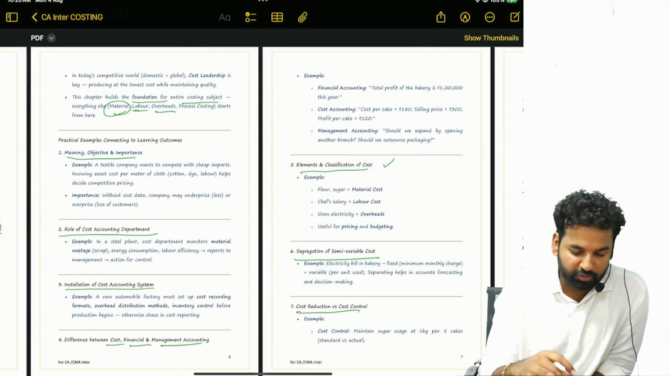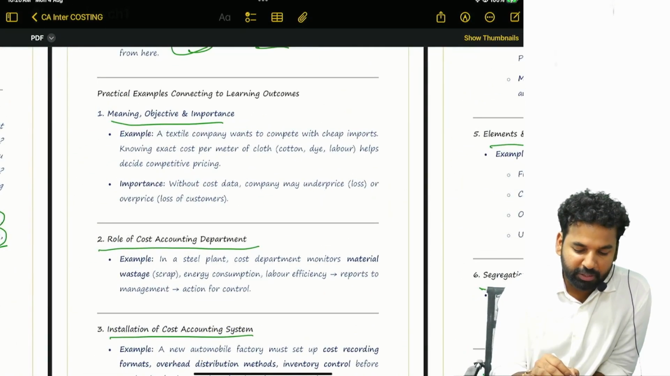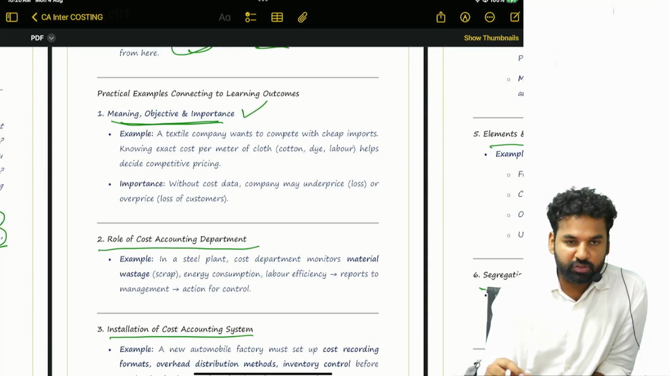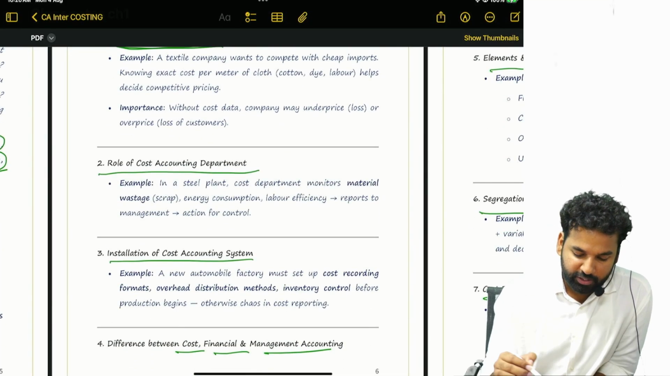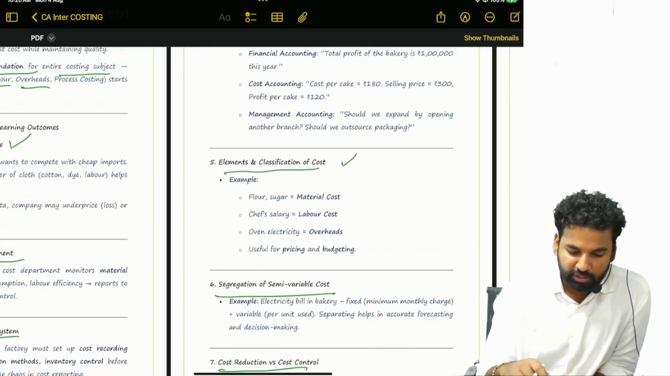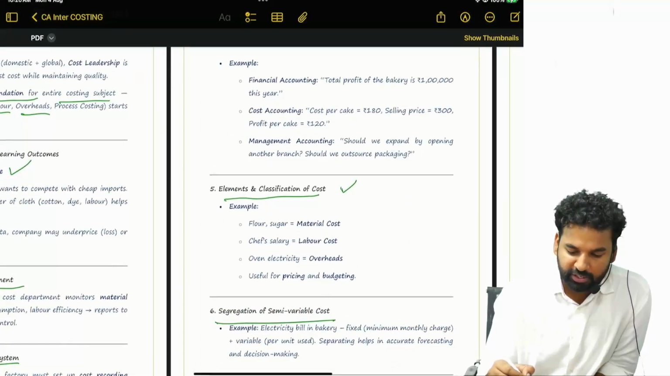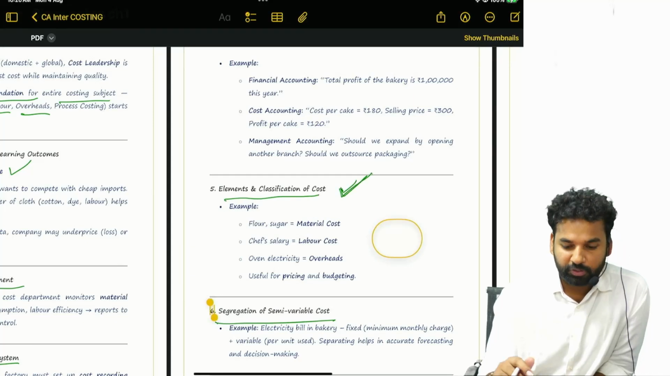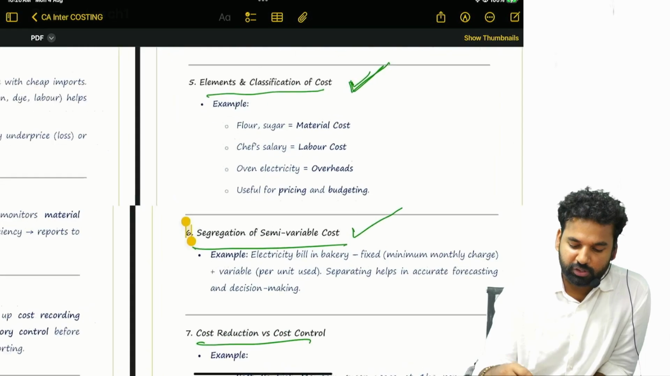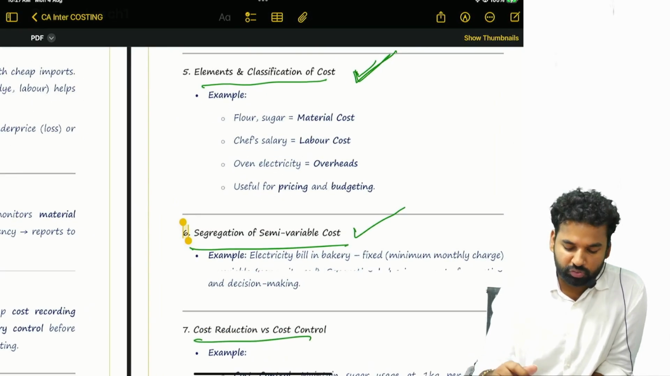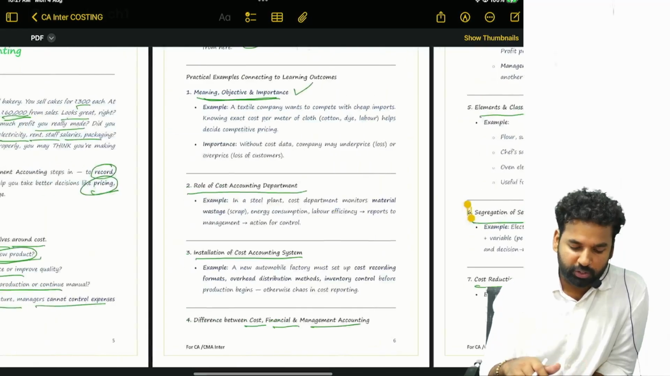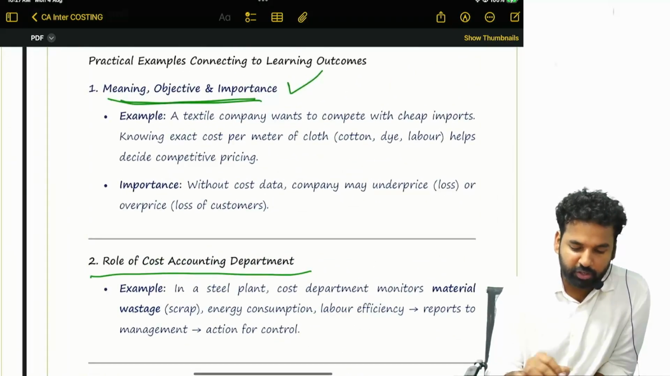In this, what we have covered so far: meaning, objectives, and importance we have covered. Elements and classification of cost we have seen. Segregation of semi-variable cost into fixed cost and variable cost we have seen. Cost reduction and cost control we have seen. So now we'll see meaning, objective, and importance.